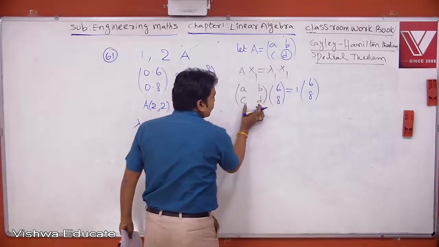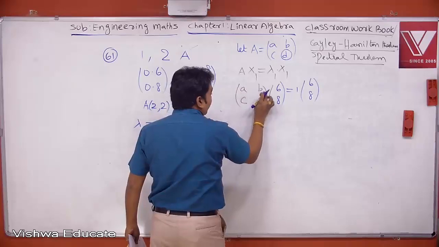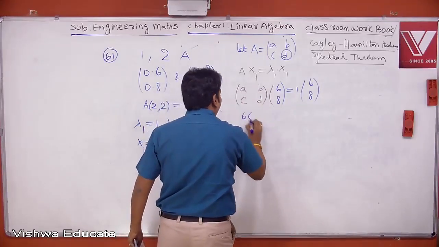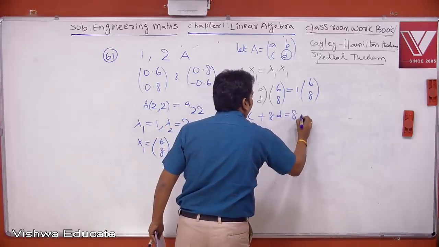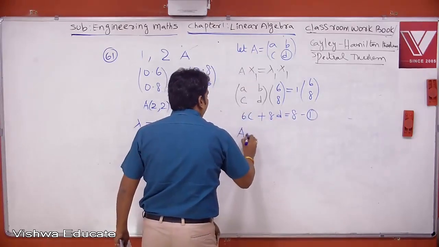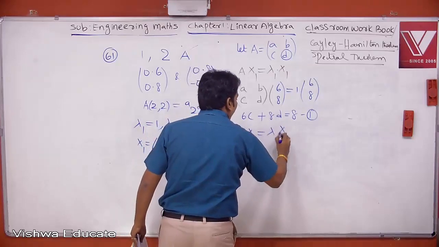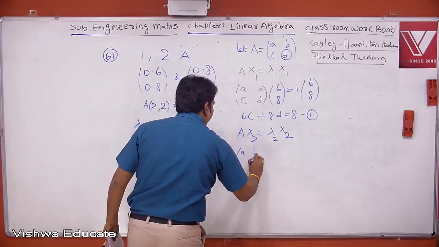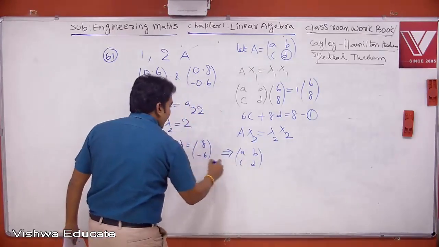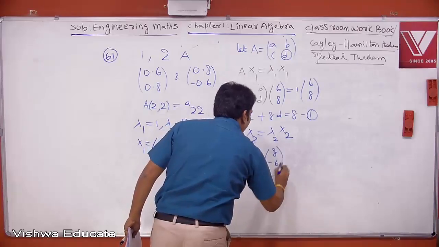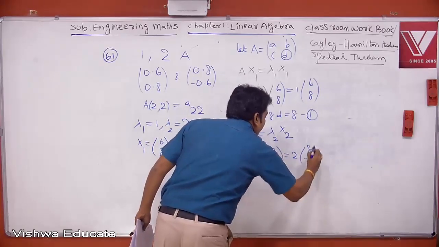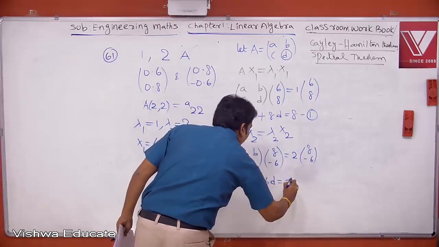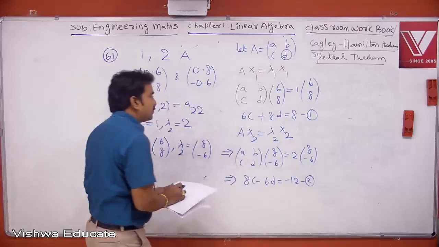Since I want D, I expand only the second row. It is not required to expand the first row. D is available in the second row, so expand only the second row. So 6C plus 8D equal to 8, equation 1. Now apply the second eigenvector, that is A into x2 equal to lambda 2 into x2. So ABCD into the second eigenvector, 8, minus 6. Lambda 2 is 2. Expanding the second row, we get 8C minus 6D equal to minus 12. Now this is equation 2.